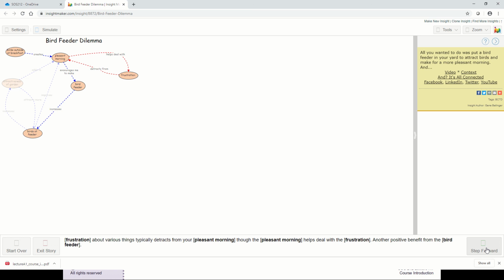that, jumping ahead, the pleasant morning takes away from my frustration, and if I had a lot of frustration, that would distract me from my pleasant morning. So as you get more and more of a pleasant morning, then it actually builds upon itself. But the downside of all of this stuff is that your bird feeder is going to require you to buy bird seed. It's going to increase the spillage of bird seed, and that's going to make you have to buy even more bird seed to deal with the spillage, and that is going to add to your frustration.